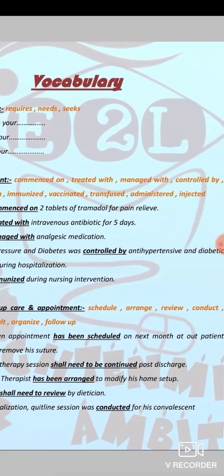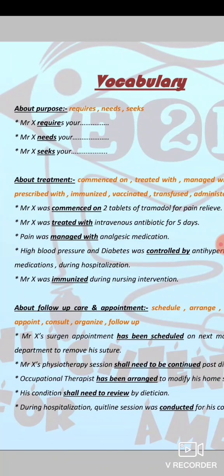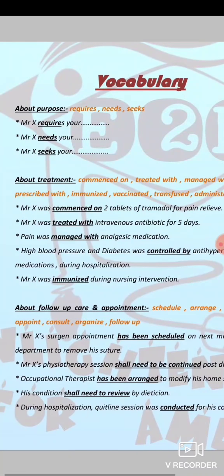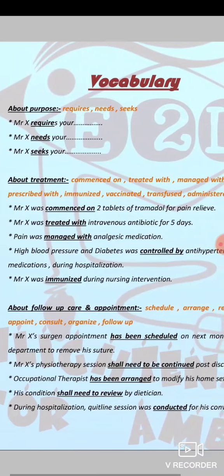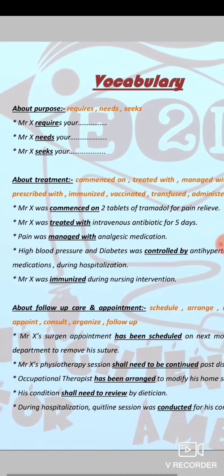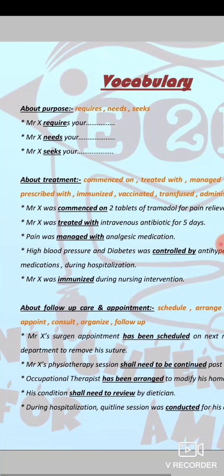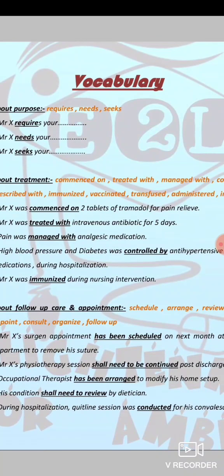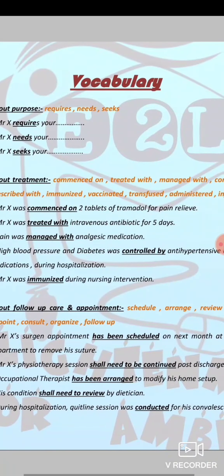Next one, managed with. Managed with means you are managing some situation or some symptoms for that particular moment. For example, pain was managed with analgesic medication. Another example, swelling was managed with an ice pack. So managed with you use for the particular symptoms which you are managing for that particular moment.